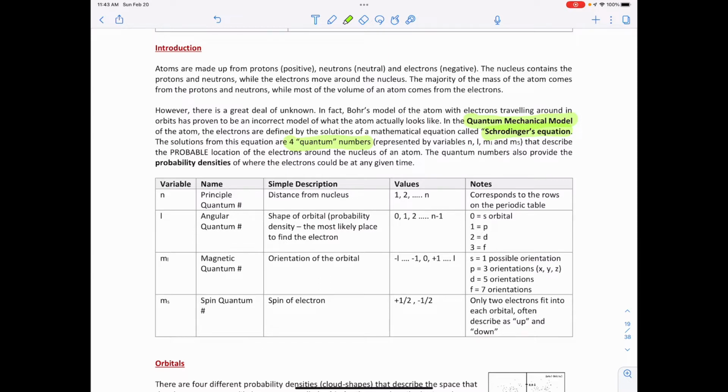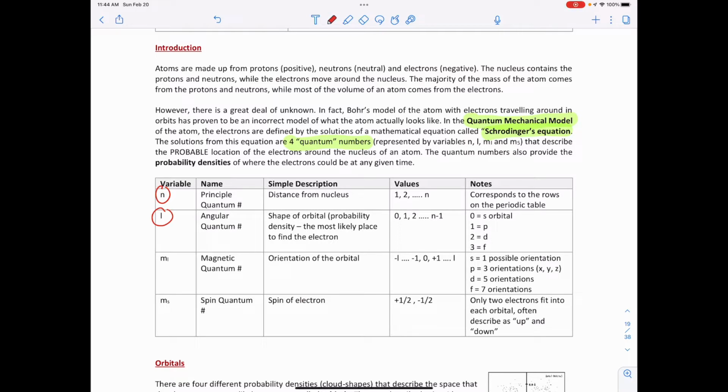The first variable, n, is what we call the principal quantum number, and it describes simply the distance from the nucleus. The values for n can be 1, 2, 3, 4, all the way to whatever n is, and this corresponds to the rows on the periodic table. The first row elements, hydrogen and helium, have a principal quantum number of 1. Atoms found in the second row would have a principal quantum number of 2, and so forth.